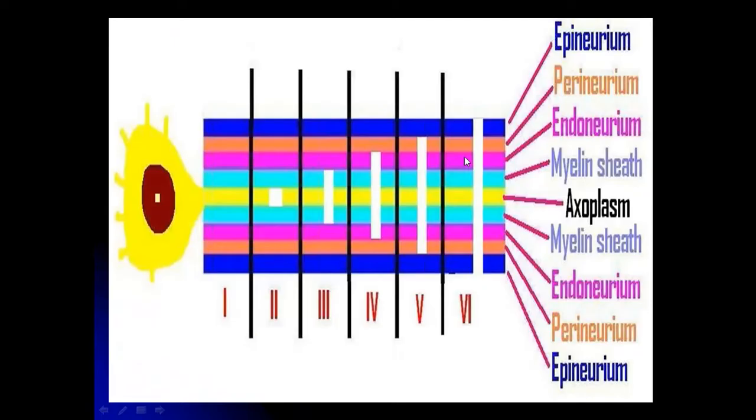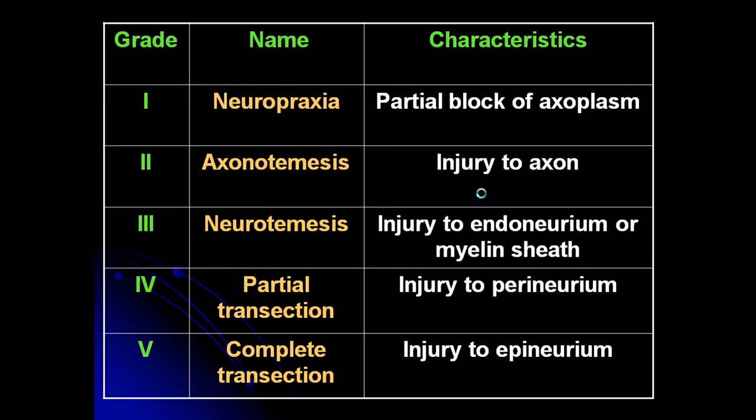So right from the previous picture you can understand: neuropraxia, axonotmesis, neurotmesis, partial transection, complete transection. You can see grades 1, 2, 3, 4, 5 here, and the paralysis occurs accordingly. These are grades that you can understand easily.